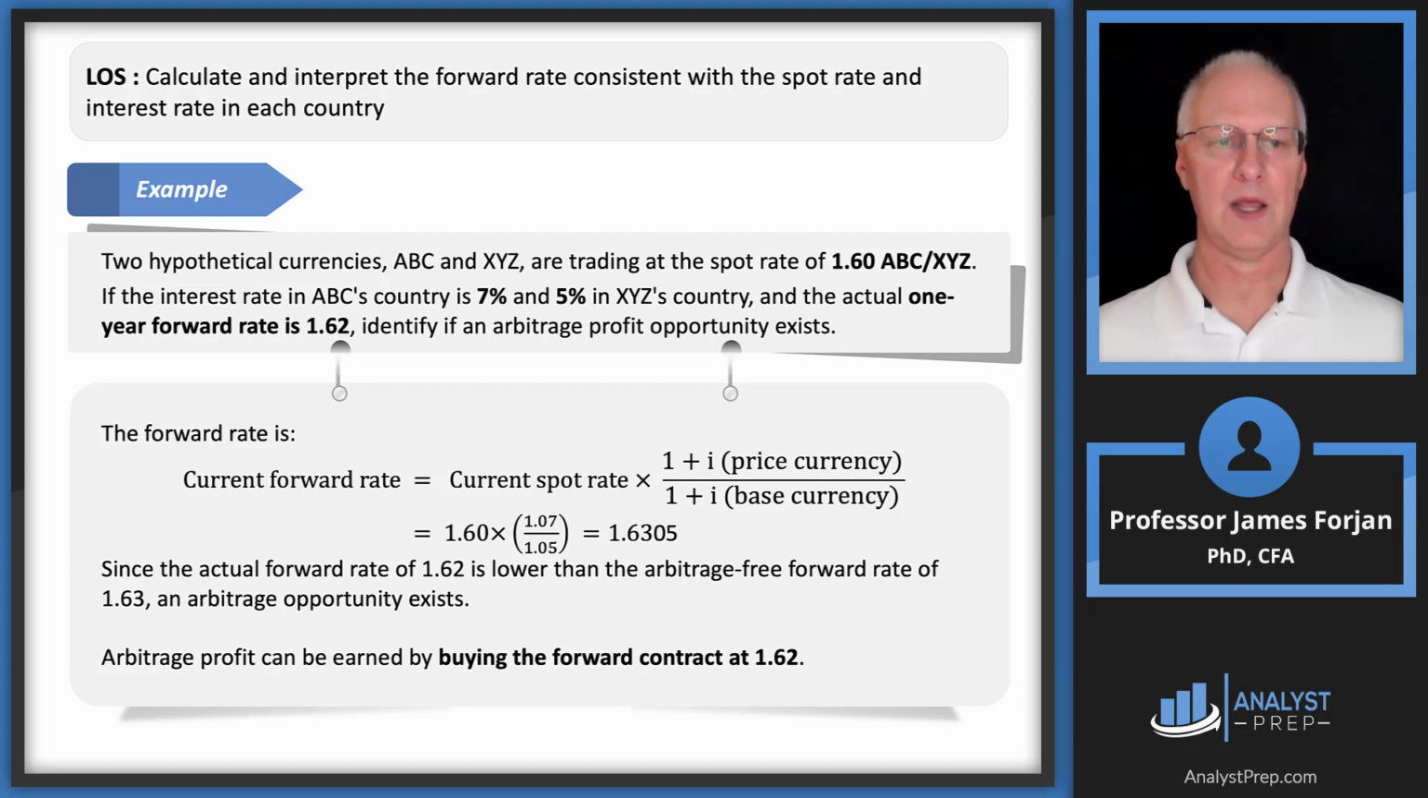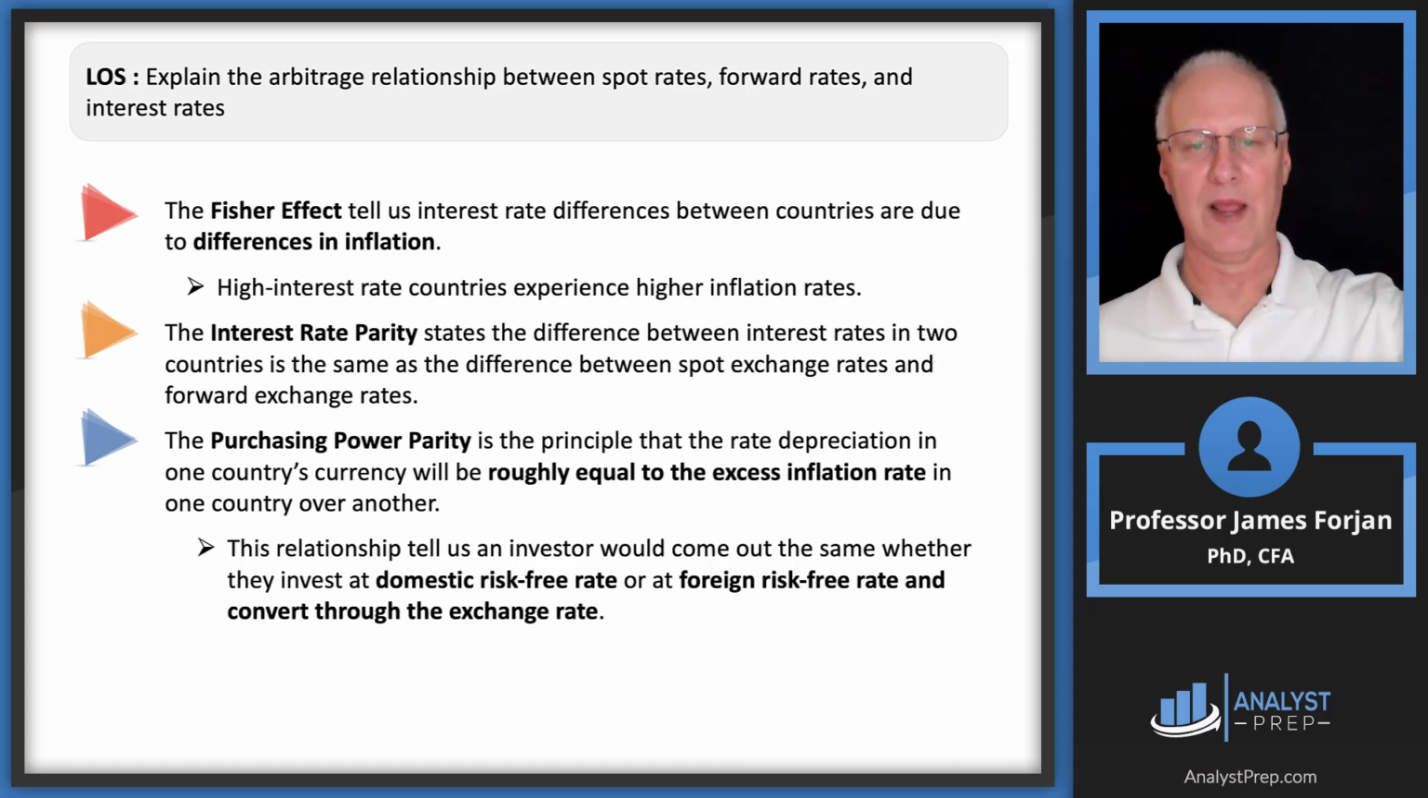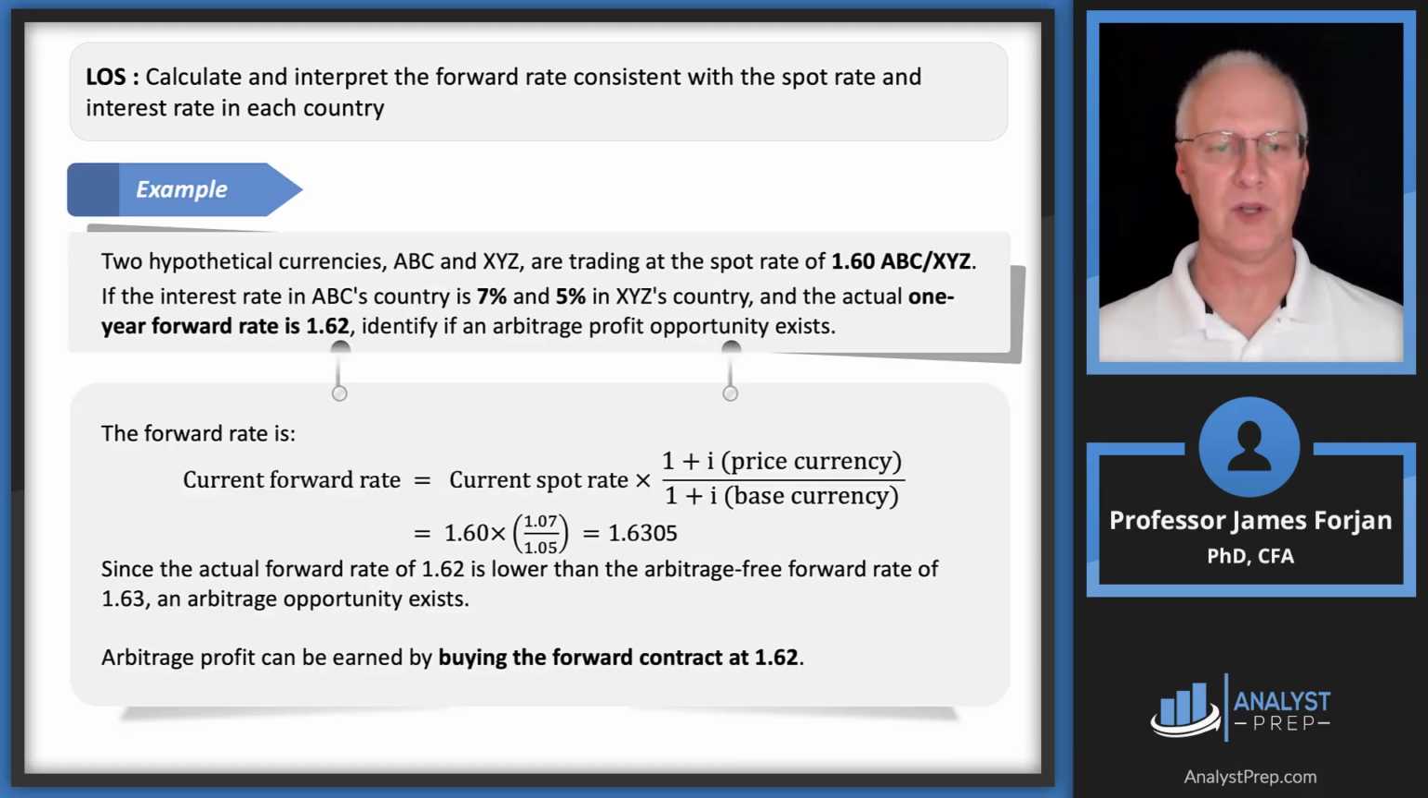So let's go ahead and look at what the forward rate is. So let's do the 1.6. There's our spot rate times 1.07. So there's the ABC interest rate, and then 1.05. There's the XYZ. So look, this forward rate of 1.6305. Remember, that's the theoretical rate. That's the theoretical rate that results from all of these equilibrium conditions. Well, the actual forward rate is 1.62, so there's probably an arbitrage opportunity, and the best way to take advantage of that is to buy the forward contract at that 1.62, because look, you know it's worth 1.63.